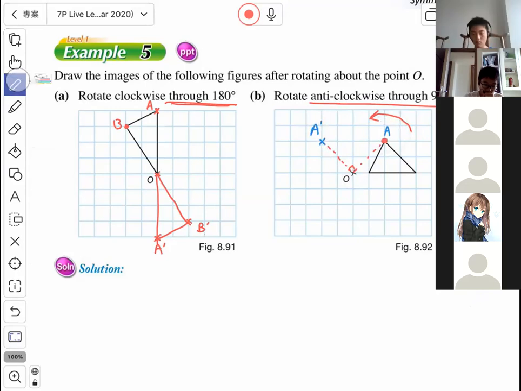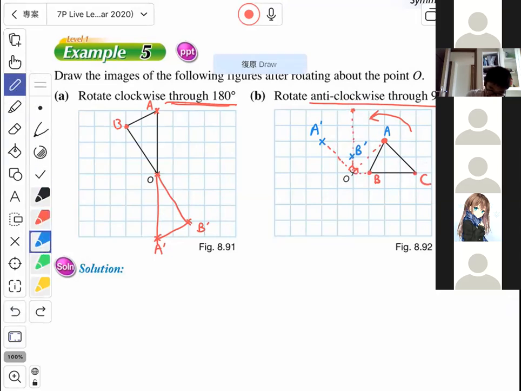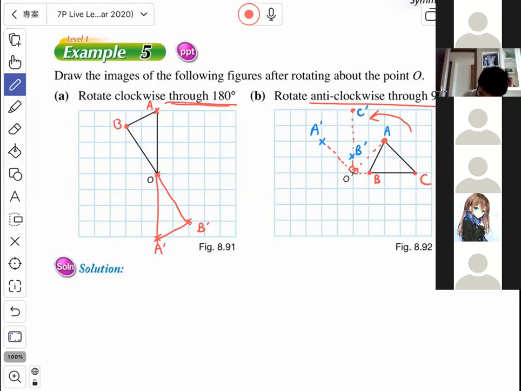And then for the second point, this point, look at the dotted line, B would be somewhere here. And the last one, C, going to here, C prime. So finally, we join all these 3 points, A prime, C prime, B prime, and you obtain the answer.